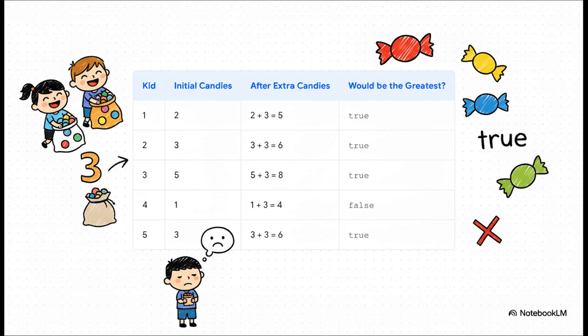Now let's jump to the fourth kid, the one with only 1 candy. Is 1 plus 3 greater than or equal to 5? Nope, 4 is less than 5. So, that's a false. We just do that same little check for every kid on the list.